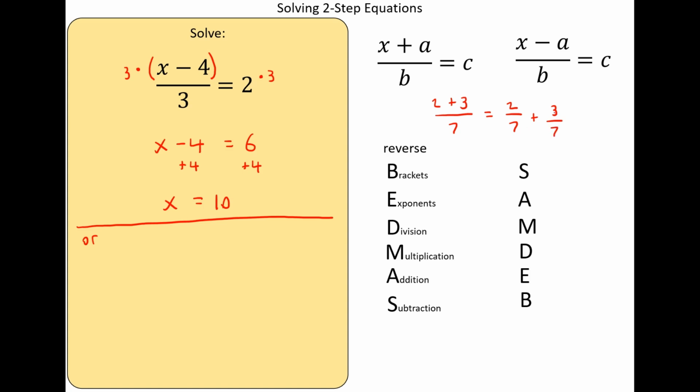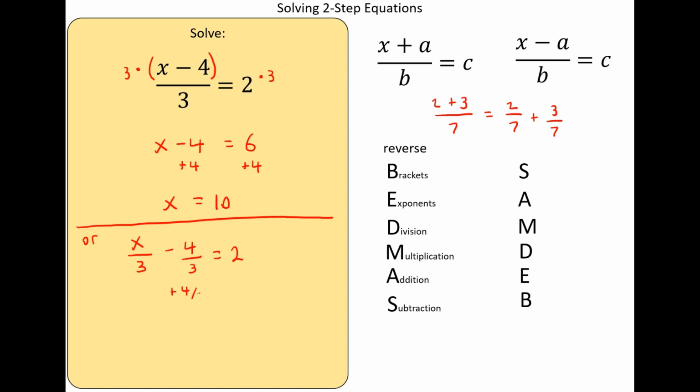Now, 2 over 7 plus 3 over 7, because the denominator is the same, I am allowed to just keep it the same and add the top numbers. So in this case, x minus 4 divided by 3 can also be written as x divided by 3 minus 4 divided by 3, which equals 2. If you have it in this form now, since there are no invisible brackets anymore, you can undo the subtraction first by adding 4 over 3 to both sides.